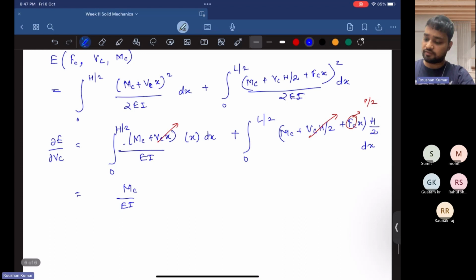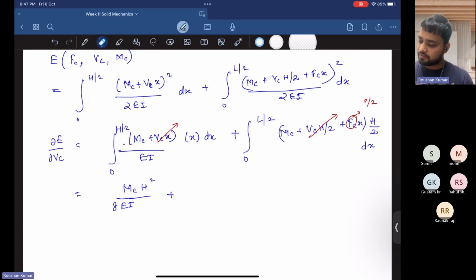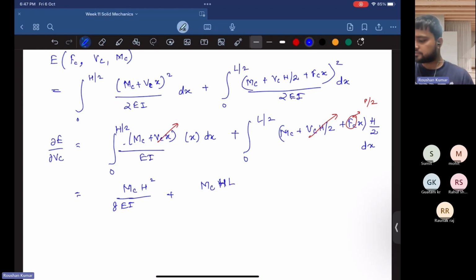So what is x square by 2? That is h by 4, h by 8. So MC h square upon 8 EI plus MC h L by 2, MC h L by 4, and FC x, this is 2 EI also.